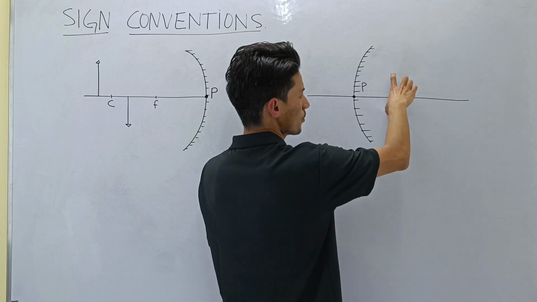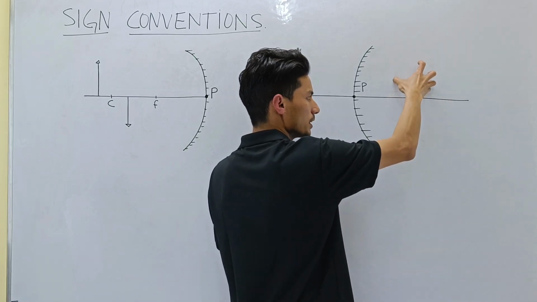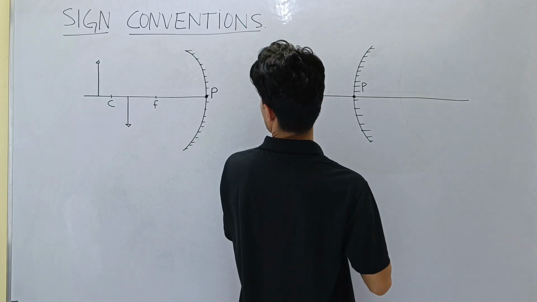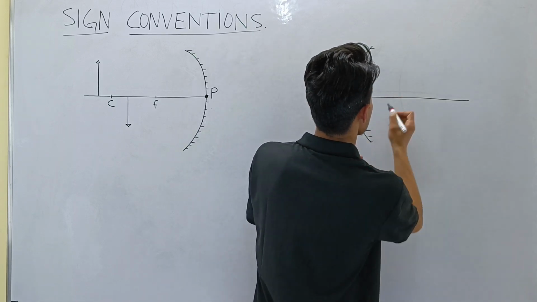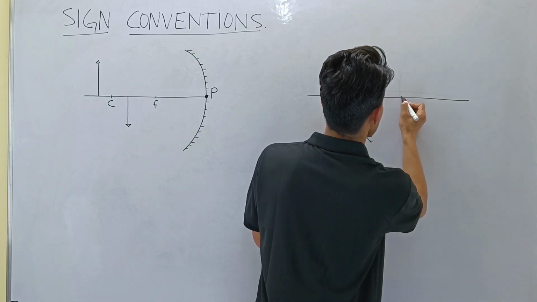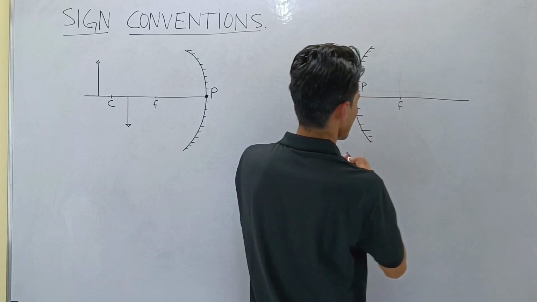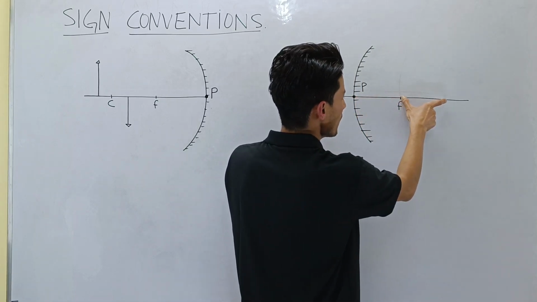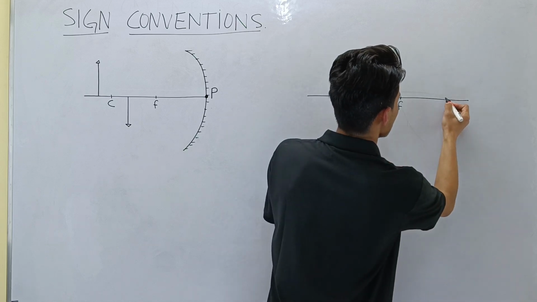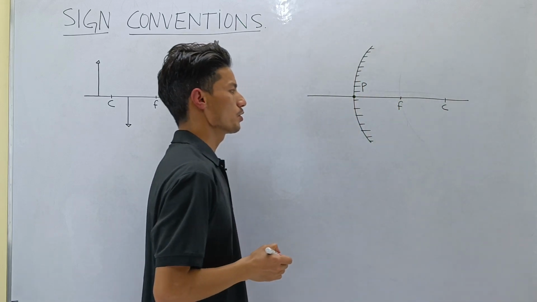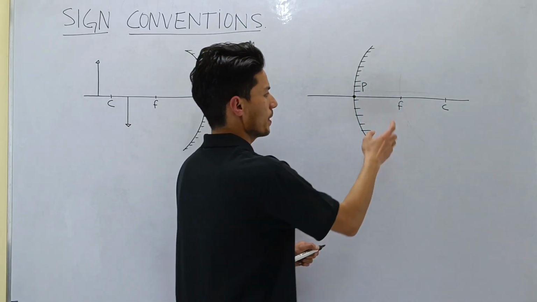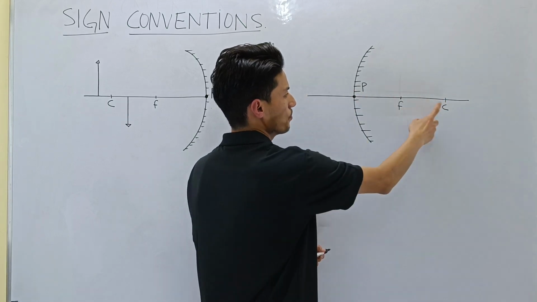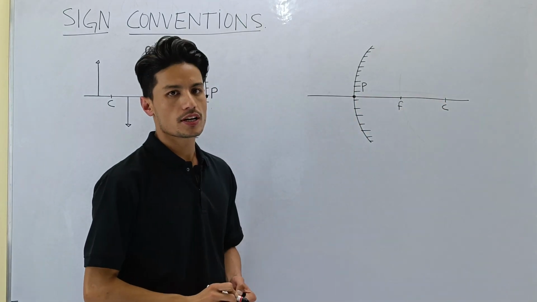Since this is a convex mirror, the image will be formed on this side. So I will draw the focus on this side and the curvature on this side. Let this be the focus. Then take the measurement from P to F, go back and trace it here, then you can put your C here. This is how it should be done, because F is the midpoint between P and C, and P to C is the radius of curvature.